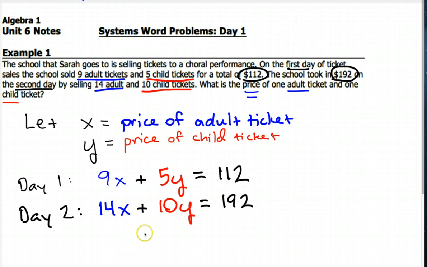Okay, now what I want you to do is practice solving this system of equations on your own. So pause the video, solve this system for x and y, and then click play to check your answer.